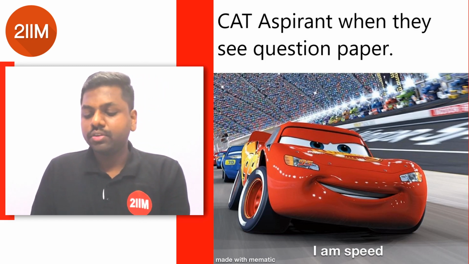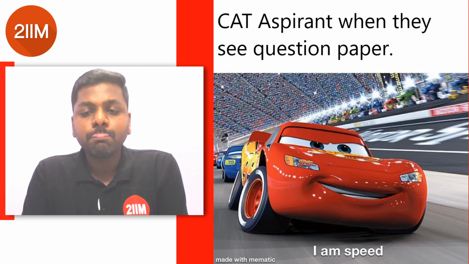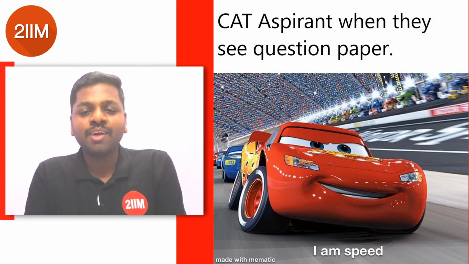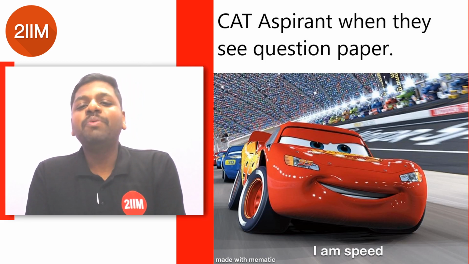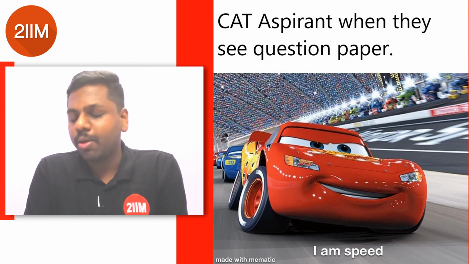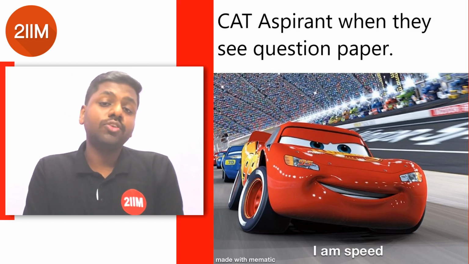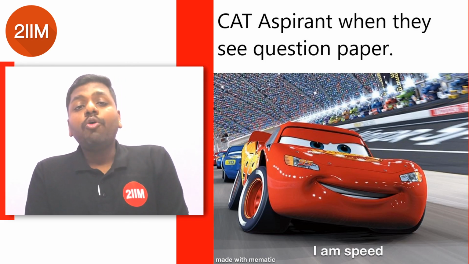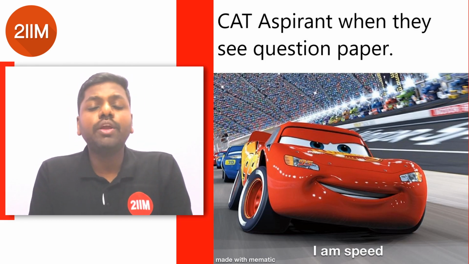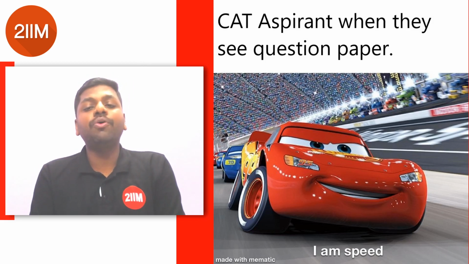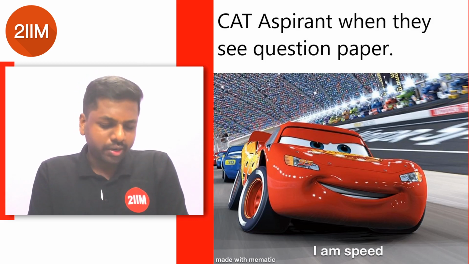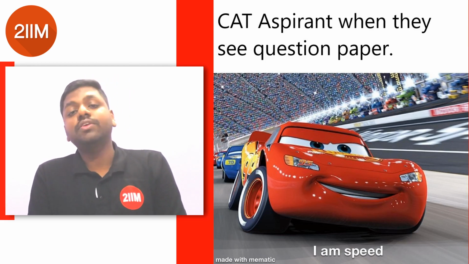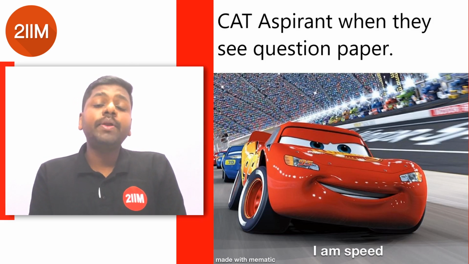There is this eternal struggle about speed versus accuracy, right? CAT aspirants, when they see the question paper, think: I am speed. Don't be Lightning McQueen when you see the CAT paper. Don't agonize over your strategy. Don't kill yourself thinking about how many questions am I solving in 60 minutes, how many questions am I getting in a 2.5 minute window. Speed is not important. Speed versus accuracy should not even be a topic of discussion, because there is no trade-off between speed versus accuracy.